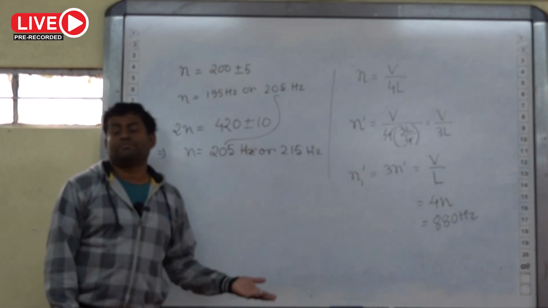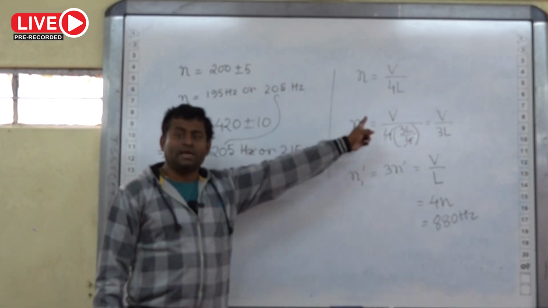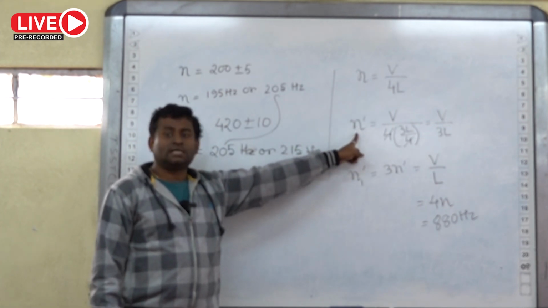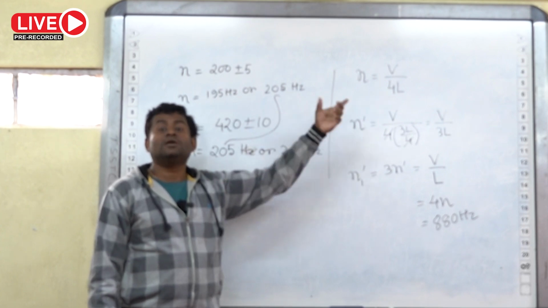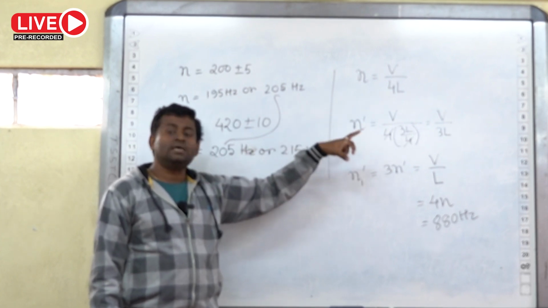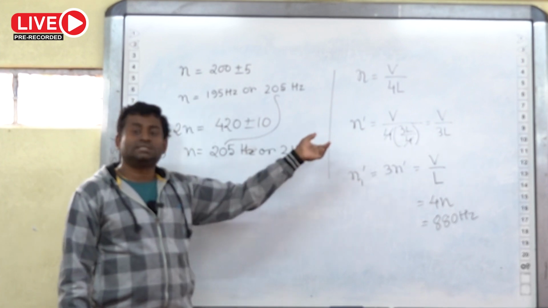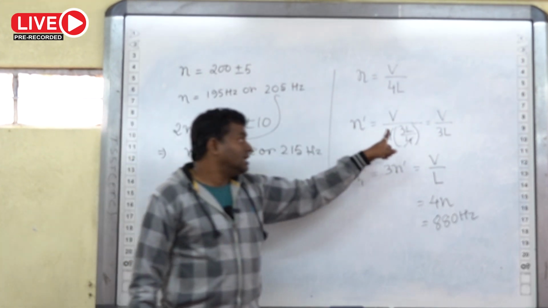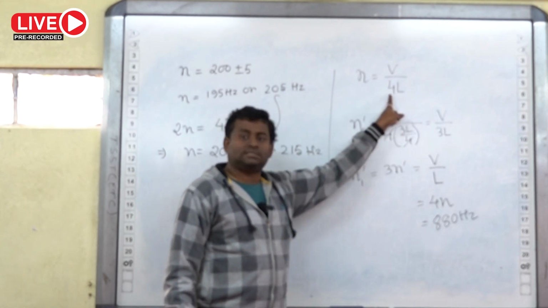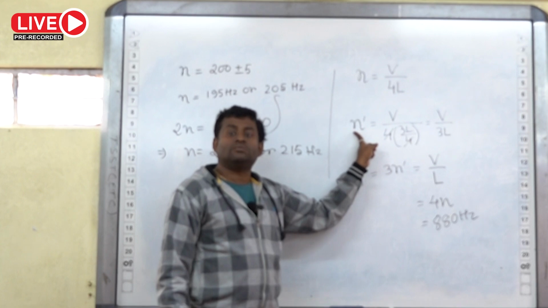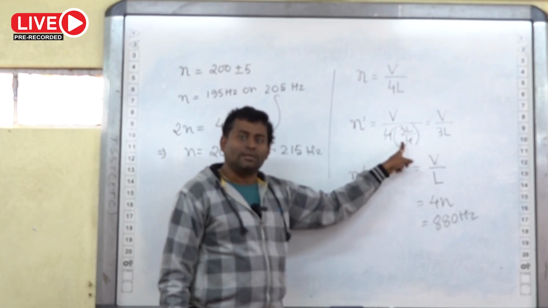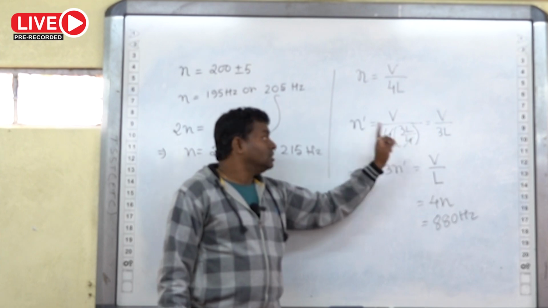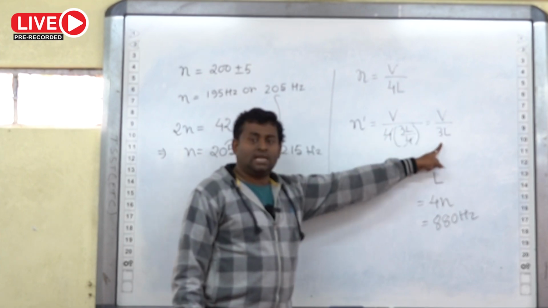Initially, when the length of the pipe is L, then N equals V by 4L. Then I consider that 1/4 of the pipe is filled with water, so the remaining length of the air column will be 3L by 4. So we can consider that the length of the pipe has changed. V by 4L is the fundamental frequency, so the new fundamental frequency N prime will become V by 4 times the new length of the air column, 3L by 4, and then we get V by 3L.